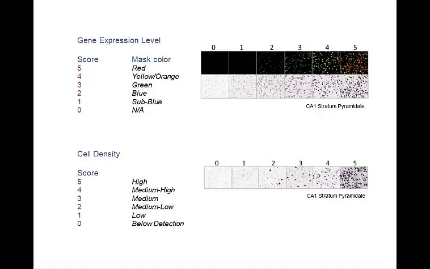Gene expression level utilizes our color mask tool and is ranked by color. 5 is the highest expression and represented by the majority of the cells showing a red color, 4 by predominantly yellow-colored cells, 3 by green cells, 2 by blue cells, 1 by sub-blue cells, and 0 by no discernible expression. Cell density is rated on a scale of 0 to 5 as well, with the density of expressing cells indicated as on this image.